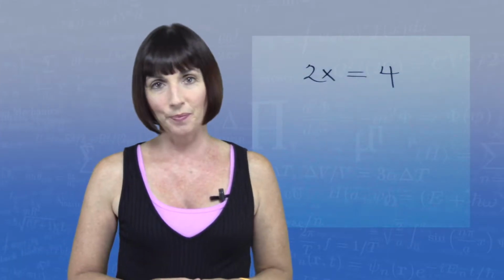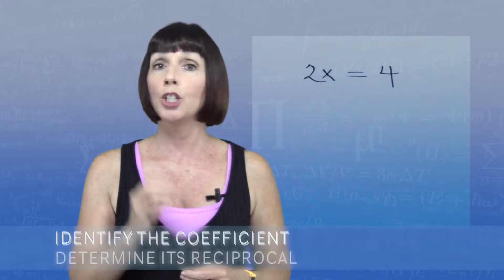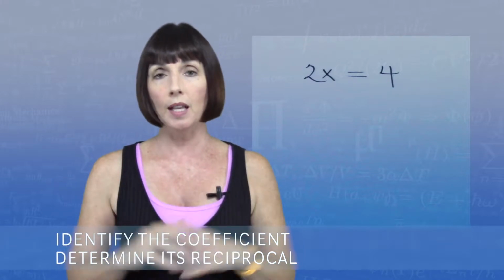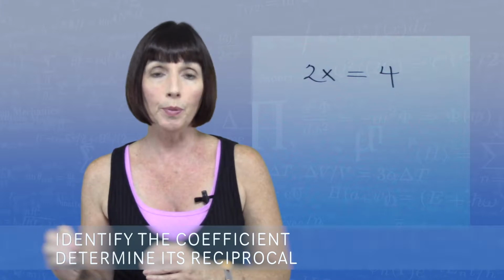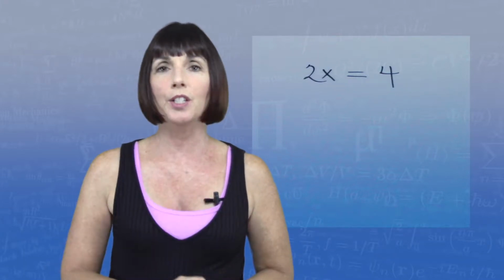Here are our steps. We're going to identify the coefficient. We're going to then determine its reciprocal. Then we're going to multiply both sides of the equation by the reciprocal of that coefficient and simplify. All right, back to our equation.